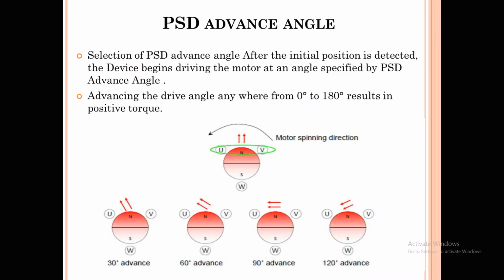In today's session we are going to start with the PHD advance angle. As you see in the picture, it refers to the different angles of torque. If you select different values, usually the device offers 0 degree, 30 degree, 60 degree, 90 degree, 180 degree, and sometimes 120 degree also. In all cases, as you can see, if you select the 90 degree advance angle, you are going to get the higher torque value.